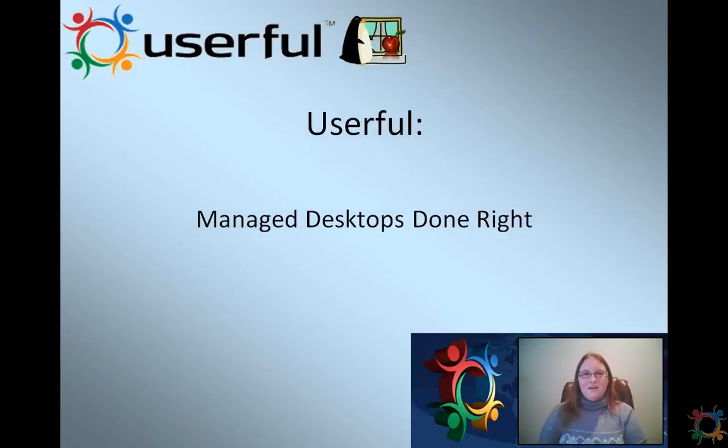Userful. Manage Desktop Summary. Hi, my name is Crystal Pullman, and I'll be taking you through the new proposal, Penguin Friends. Let's take a closer look at Userful before we look at our project for Penguin Friends.